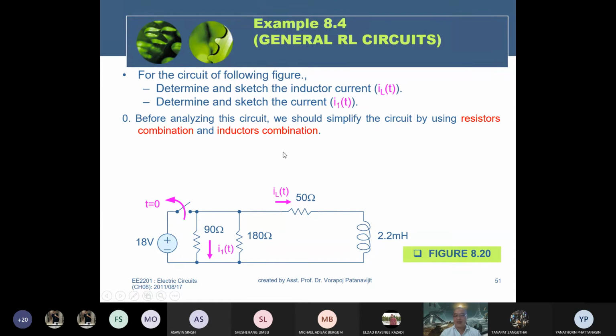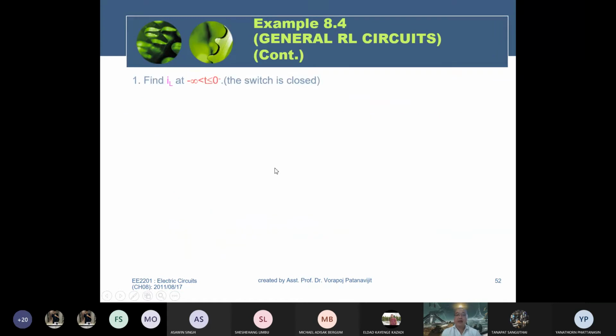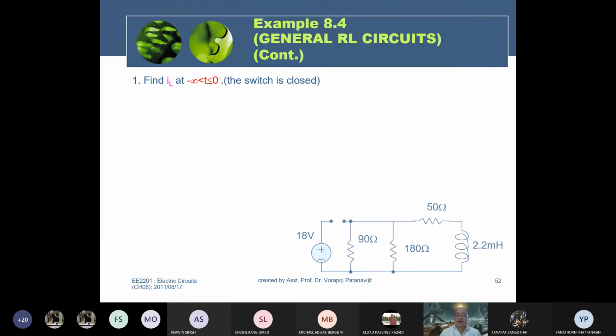No. Wait a minute. The question asks you for the current I1. If you combine them, I1 is gone. We will combine them later, not now. Now, the first step for the RL circuit is that you must determine IL first. You already have the equivalent inductance equal to 2.2 millihenry.